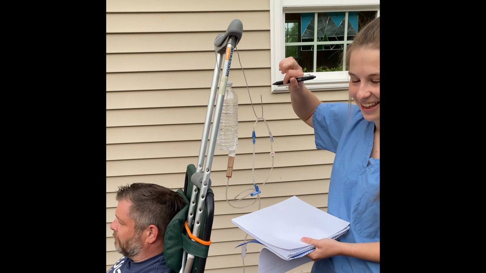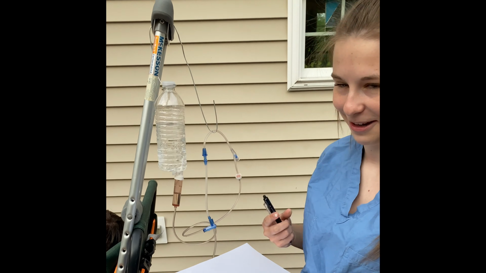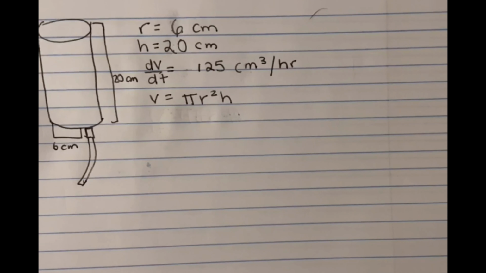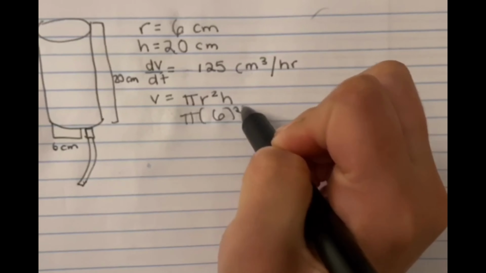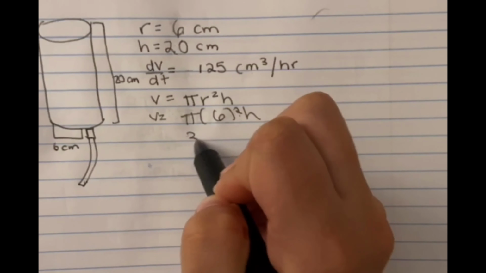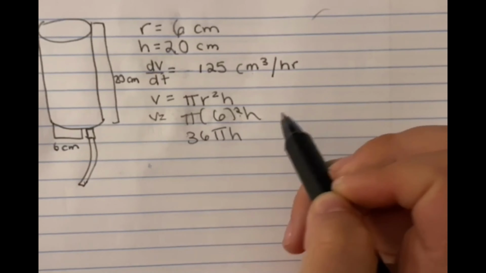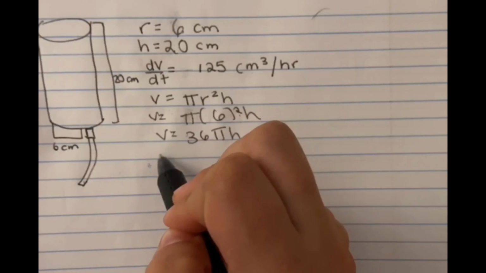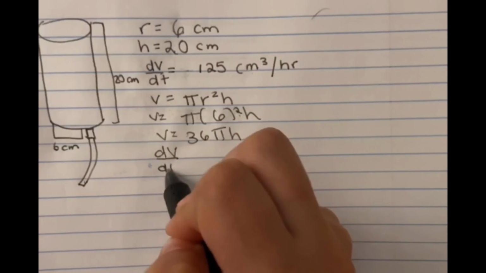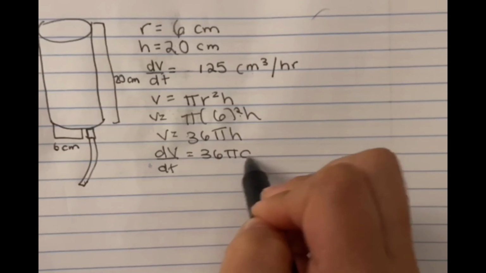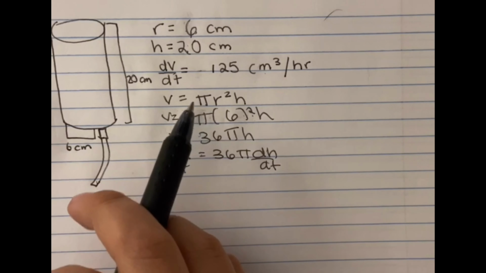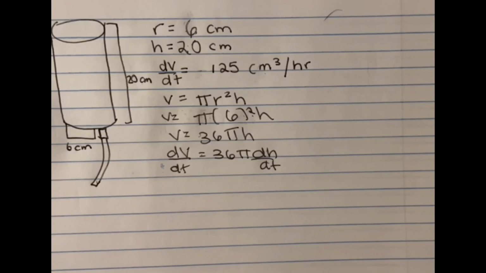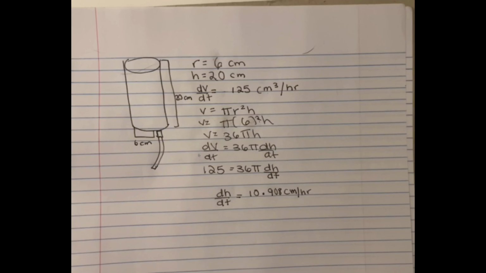Now we're going to calculate how fast the height is decreasing. Since the radius is constant, we can plug it in as pi times 6 squared times height. So then dV/dt is 36 pi times dH/dt. We already know that dV/dt is equal to 125 cubic centimeters per hour. So the final answer is 10.908 centimeters per hour.